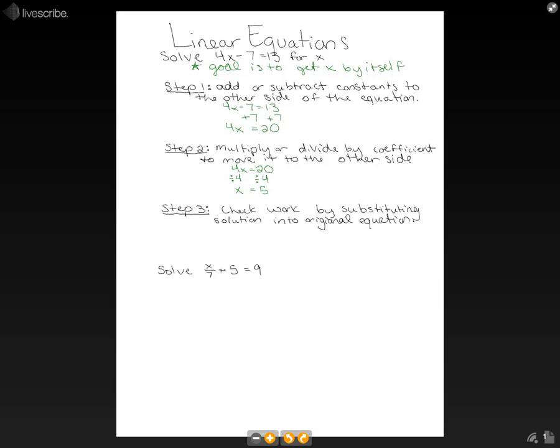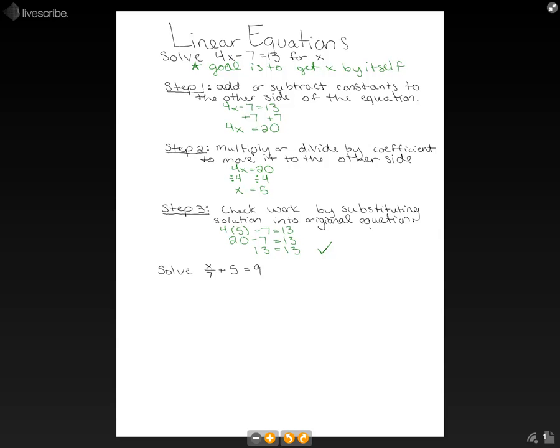We want to check to make sure our work is right by substituting the solution into the original equation. And when we do this, we just would put in our 5 for x. And then we're just going to work through this mathematically. So 4 times 5 gives us 20. Still over minus 7 equals 13. When we do 20 minus 7, we get 13 equals 13. So that checks out. Our math worked.